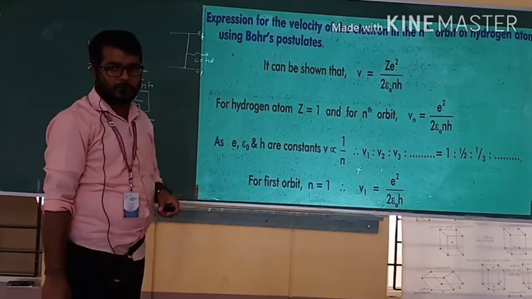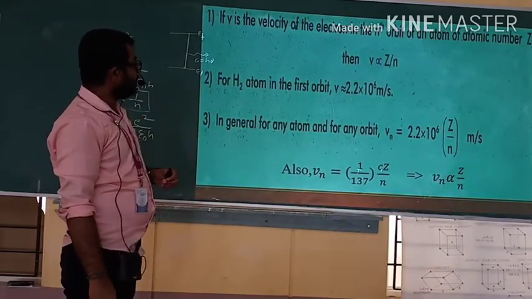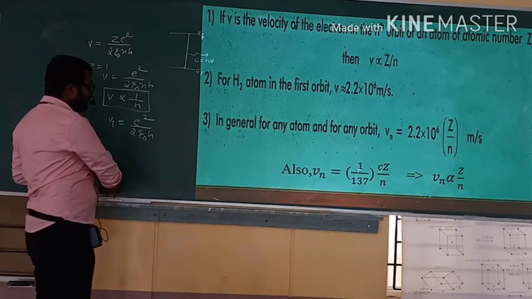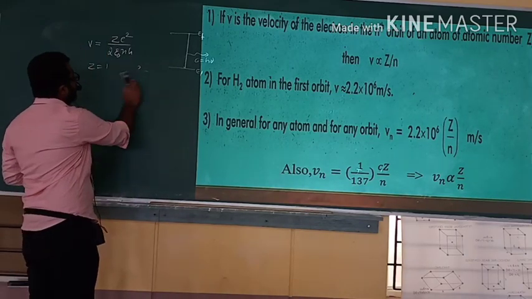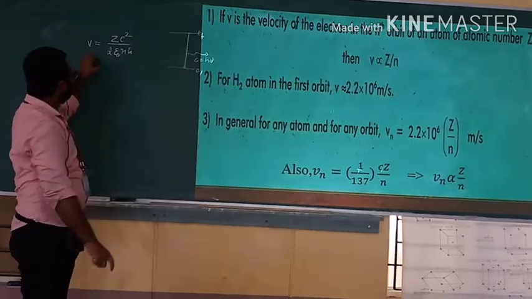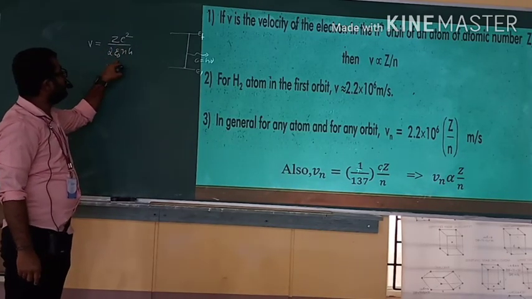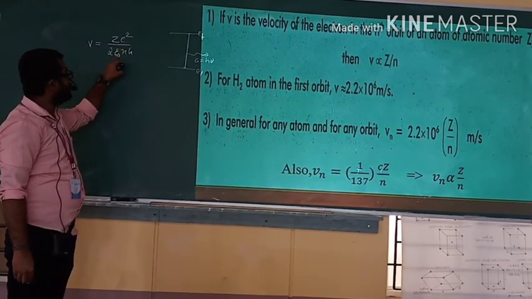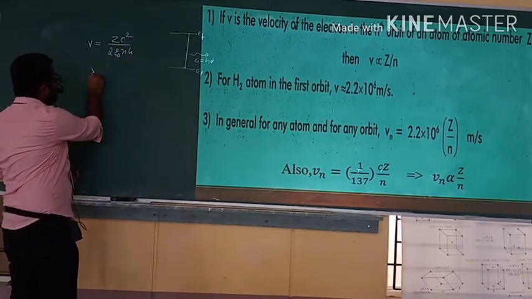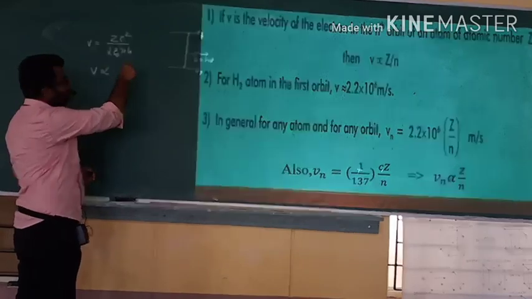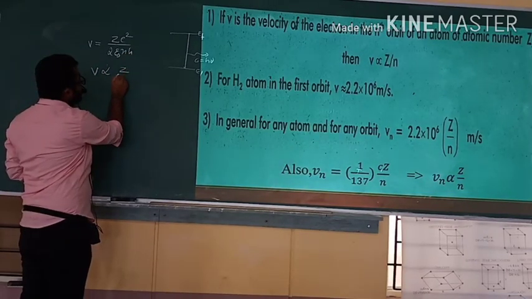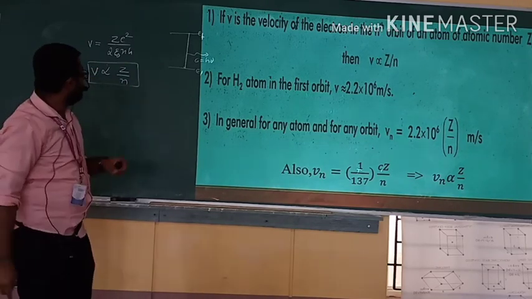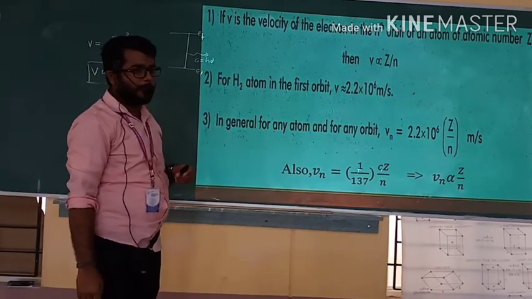Now, if it is an atom other than the hydrogen atom, what will the value be? Here v is equal to z square divided by 2 epsilon into nh. Since e, 2, epsilon and h are constant, v is proportional to z divided by n. So this relation also you must remember: v is proportional to z divided by n.